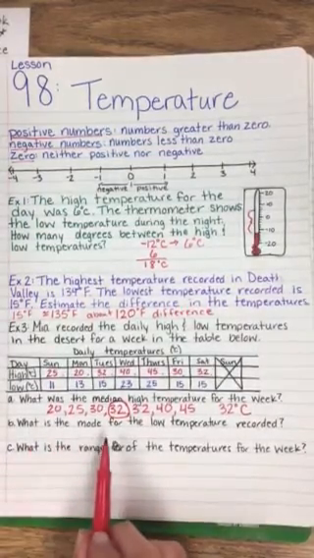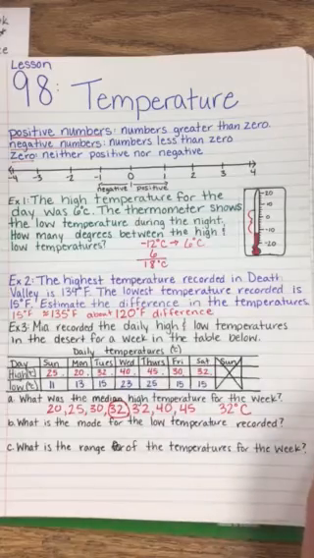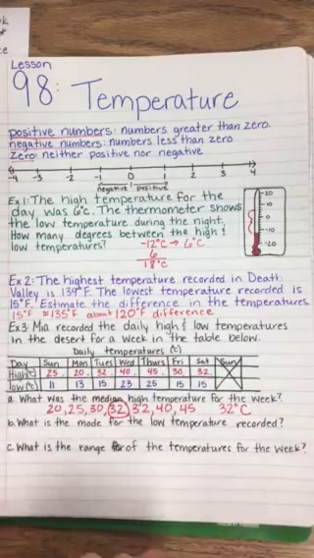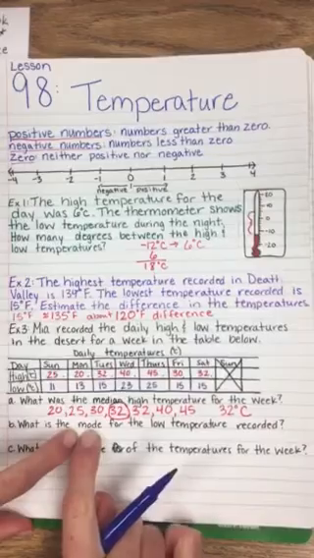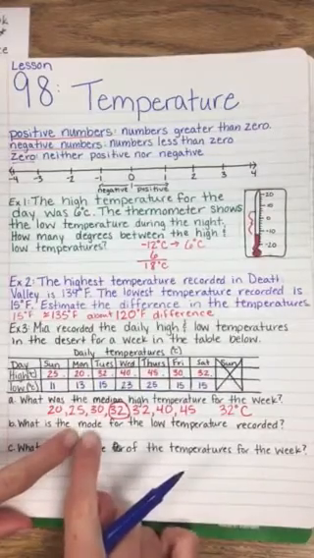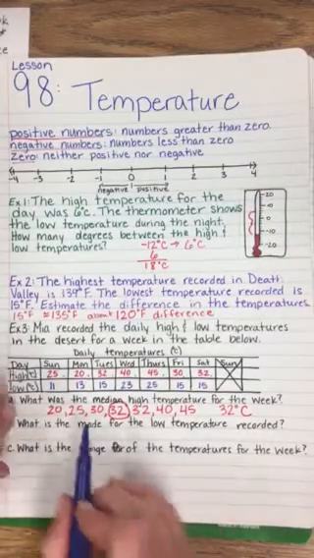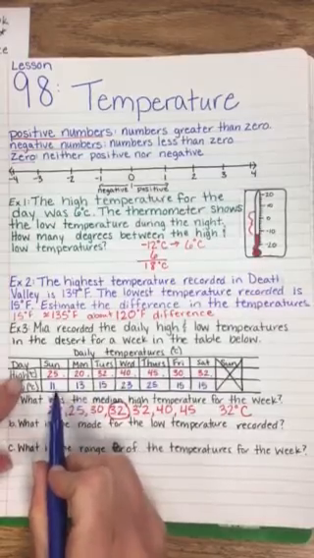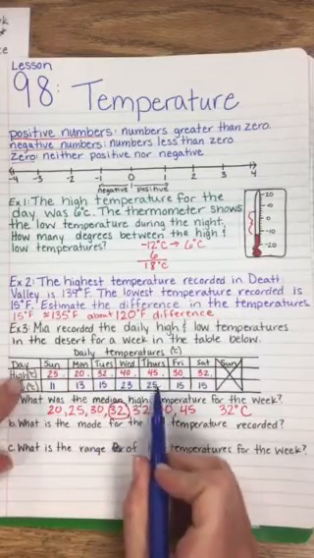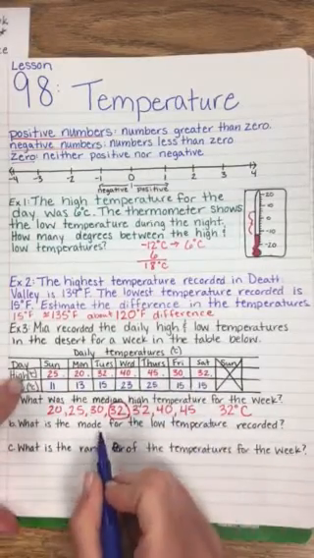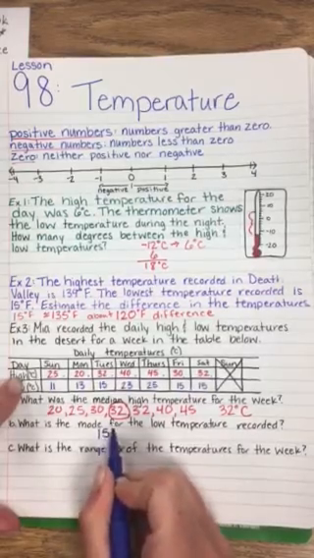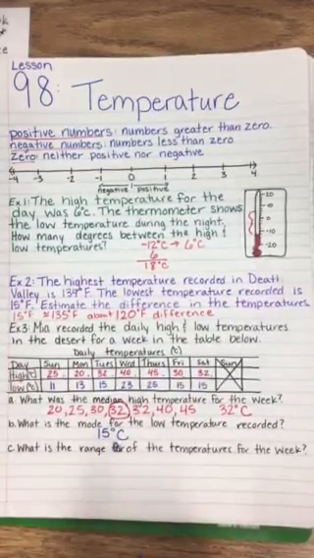What is the mode for the low temperatures? Since this is low temperatures, I'm going to use blue. The mode means the number that shows up the most. So we're looking at the blue numbers here. Which one shows up the most? I've got 11, 13, 15, 23, 25, 15, and 15. The most is 15 degrees Celsius. It shows up 3 times.